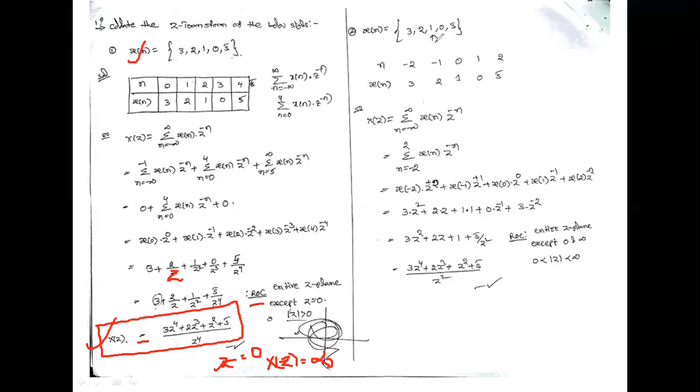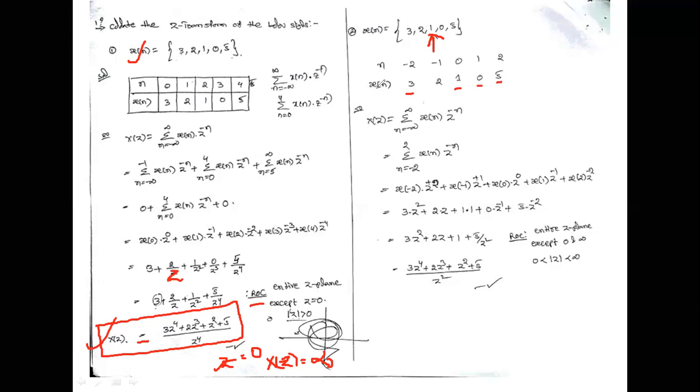3, 2, 1 and 0, arrow marks are given here. This arrow mark represents n is equal to 0, where the value is 1. At n is equal to minus 1, the value is 2. At n is equal to minus 2, the value is 3. At n is equal to 1, the value is 0. At n is equal to 2, the value is 5.